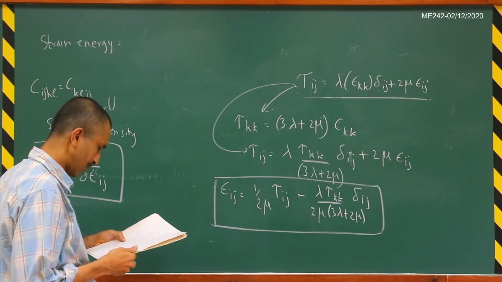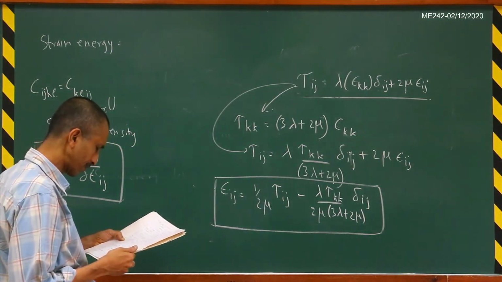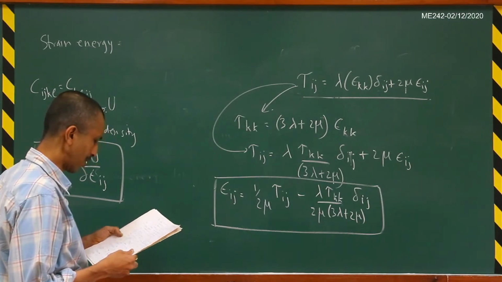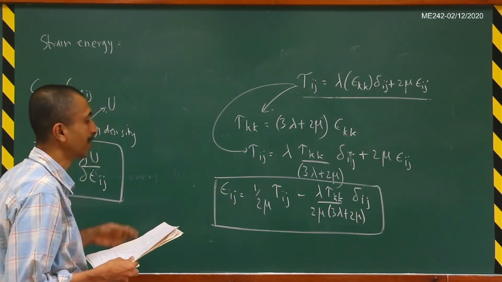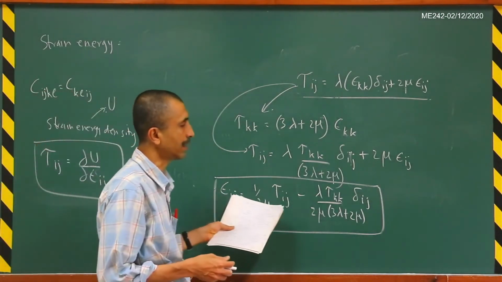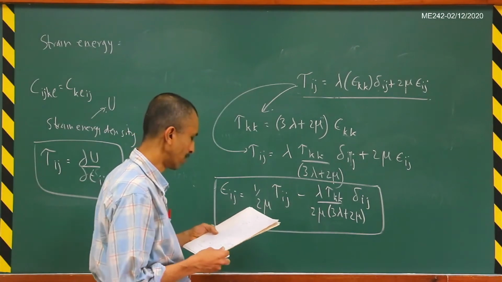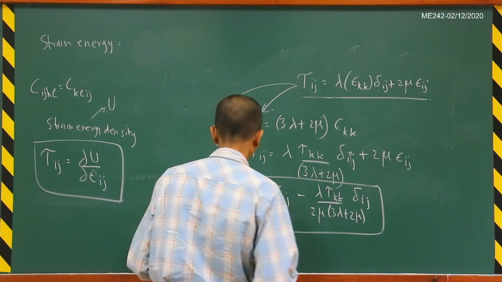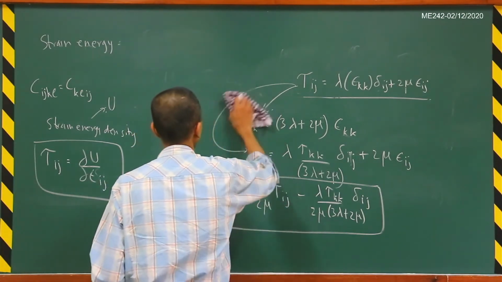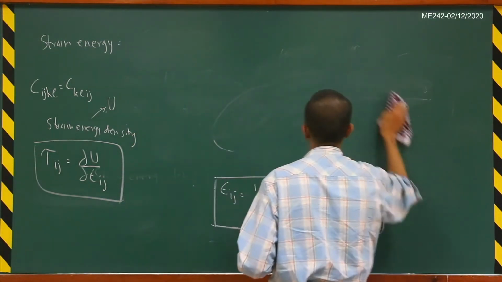Right. So I can also find now the relation between the Lame constants and the Young modulus and Poisson ratio. So that is what we are going to do next here. So let us look at that now. We'll keep this relation here. This I will need.